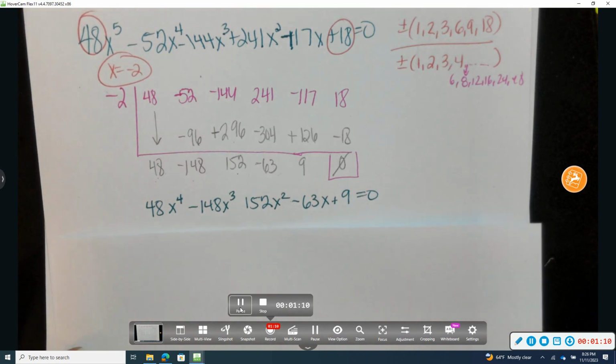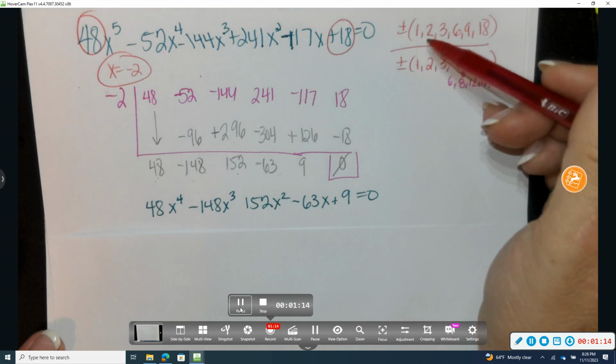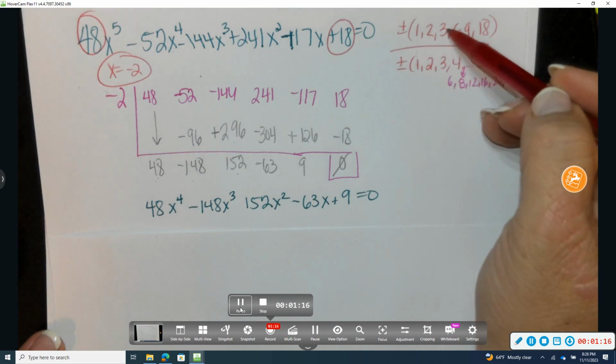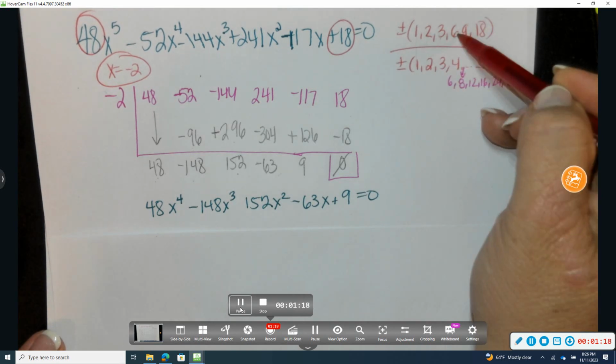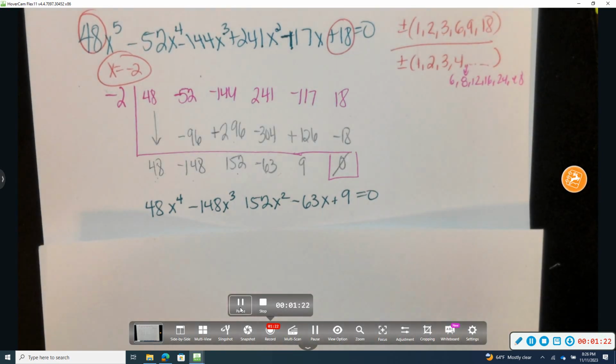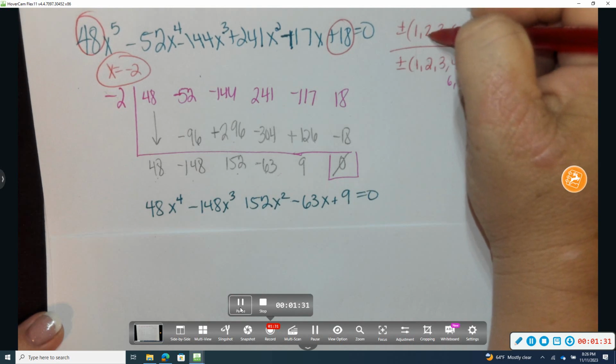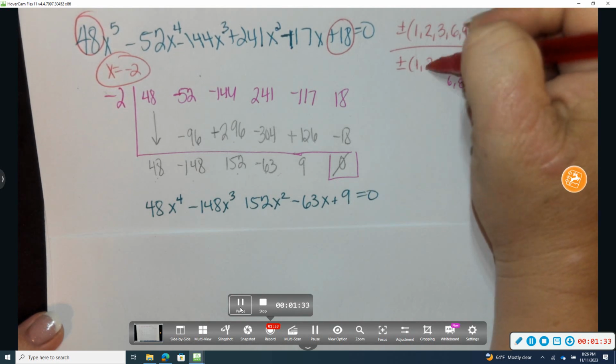So I set up again, and my goal then was to test, as I've tested 1 and -1, 2 and -2, I was going to continue to test 3s, positive negatives, 4s, 9s, and 18s. And I realized that none of those worked. So now it's time to start testing the fractions. So I'm going to try 1/2 and -1/2. That reduces to 1. Then 3 halves, and so on.